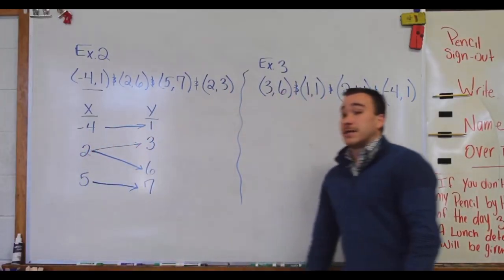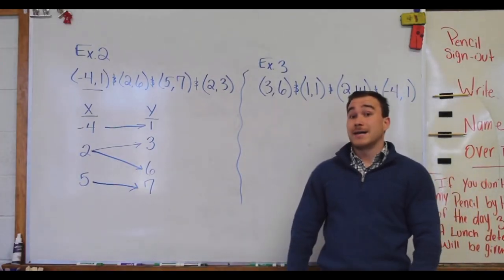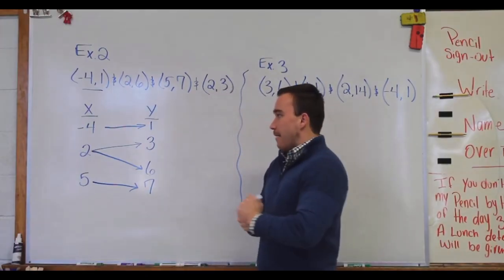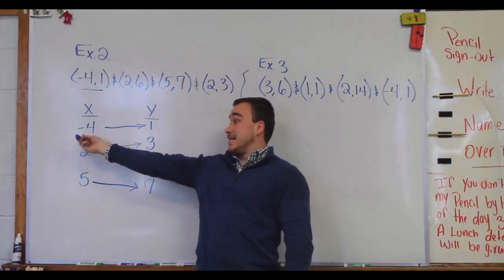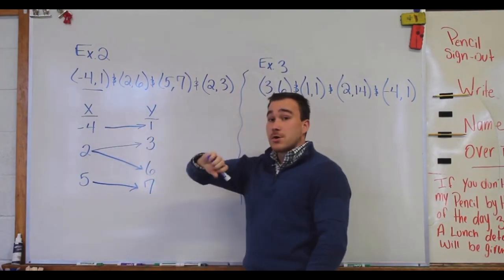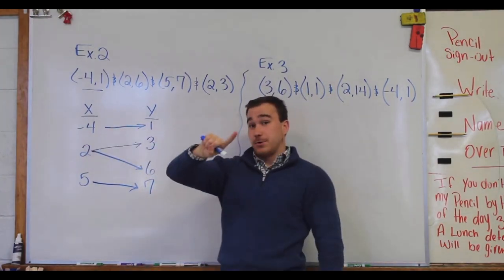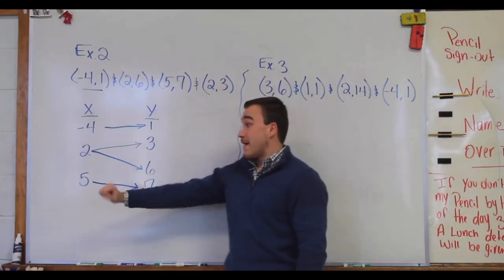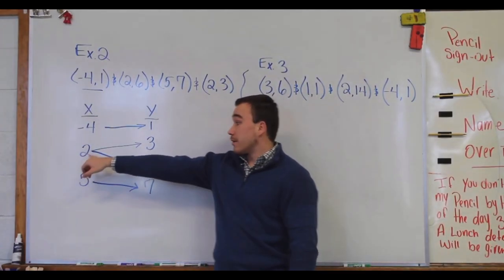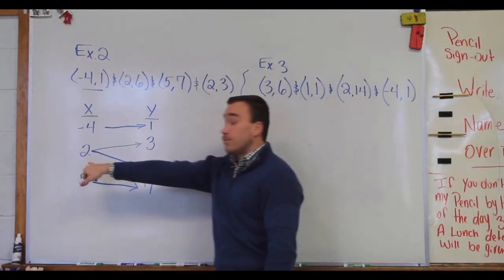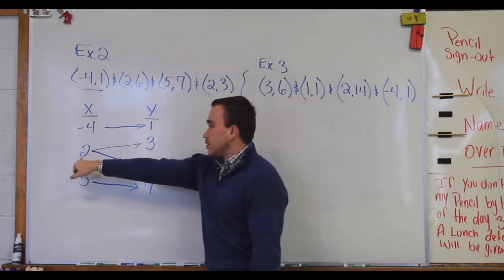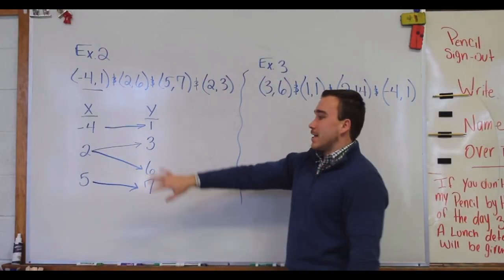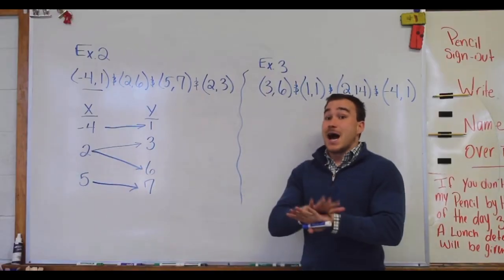Now remember, our definition of function: every input has exactly one output. If we look at these numbers, how many outputs does this -4 have? It has one arrow, so this input of -4 has one output. Now we're looking at 2. Well, I see 2 arrows coming off of 2. That means that this input has more than one output. If you input 2, you can get an output of 3, and if you input 2, you can also get an output of 6. So right there, that should tell us this is not a function.